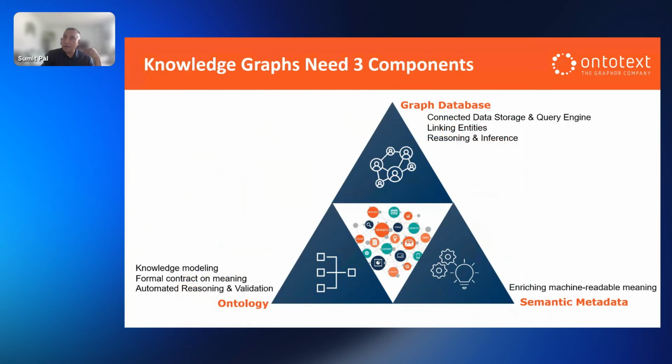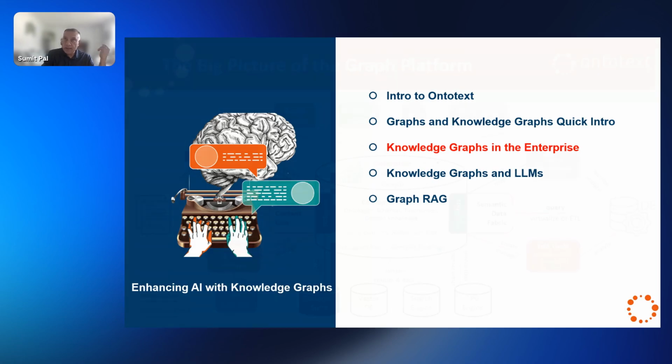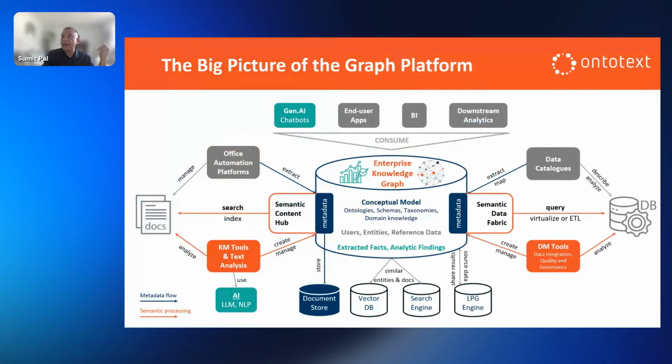So basically, knowledge graphs need three components: a graph database to store the connections, the nodes, the relationships; the semantic metadata that is describing these nodes, their attributes, their characteristics; and then ontologies, which help you to enrich your data. And these ontologies typically can be very specific to the domain your business is in. So now let's see where a knowledge graph fits into an enterprise.